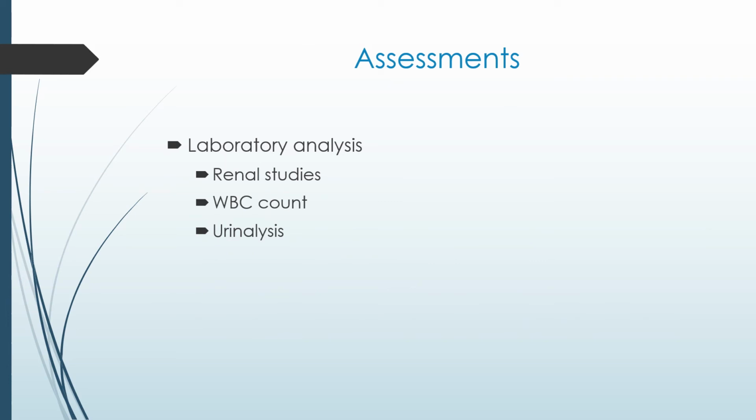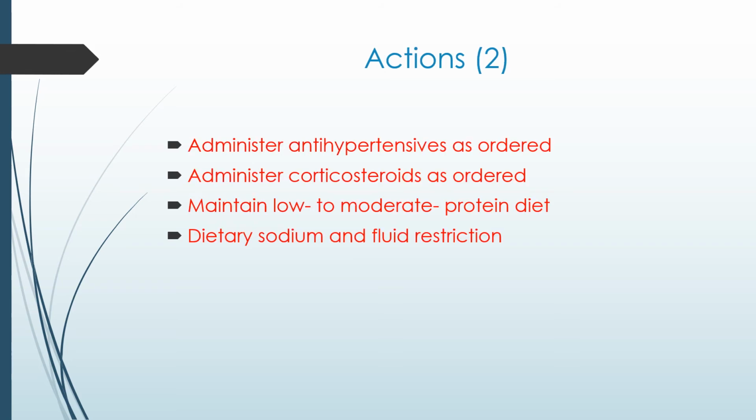Lab analysis. We are going to look at renal studies. We're going to look at the WBC. We're going to look at the UA. Listen up, and then listen up one more time, ladies and gentlemen. What actions? We are going to administer antihypertensives as ordered. We're going to administer corticosteroids as ordered. Now remember, this may not be the first line treatment. Doctor may not want to go here, but depending on their inflammation, he may have to, even for short term. Maintain low to moderate protein diet, and then a dietary sodium and fluid restriction.